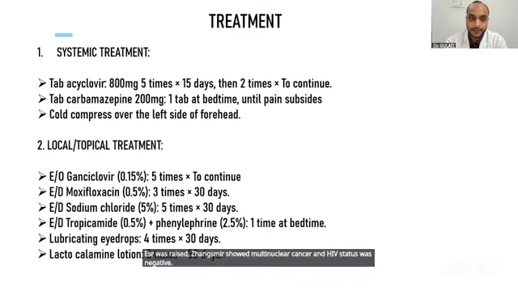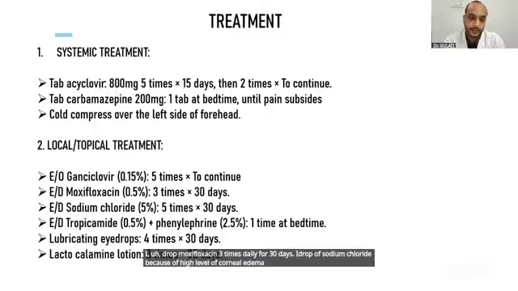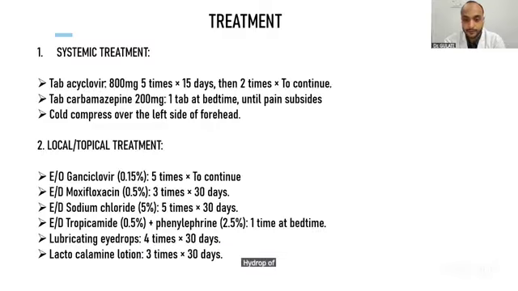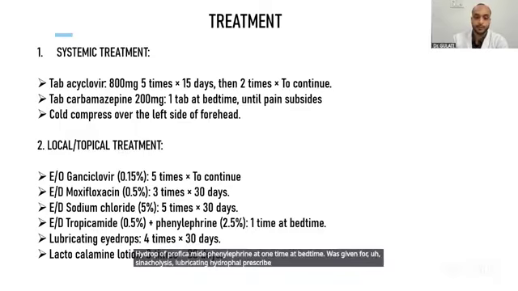The systemic treatment: acyclovir, 800 milligram 5 times a day for 15 days, then 2 times to continue. Carbamazepine, 200 milligram, 1 time at bedtime until pain subsided. Cold compress over the right side of the forehead. Local treatment: eye ointment of ganciclovir 5 times daily to continue. Eye drop moxifloxacin 3 times daily for 30 days. Eye drop of sodium chloride because of high level of corneal edema 5 times daily for 30 days. Eye drop of tropicamide phenylephrine 1 time at bedtime was given for synechiolysis. Lubricating eye drops were prescribed and calamine lotion was given.